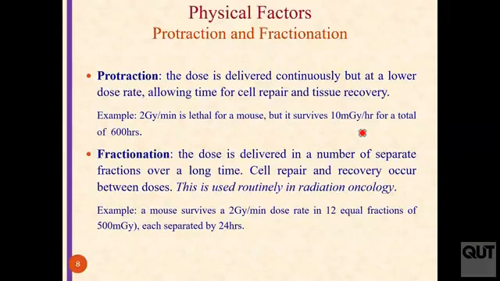The reason for this is there's cell repair and recovery. For example, a mouse survives 2 gray per minute, providing it's not too much of a total dose, in 12 equal fractions of 500 milligray each, separated by 24 hours. That total dose split into small fractions would be 15 seconds each at a 2 gray per minute dose rate, and a mouse will survive that.